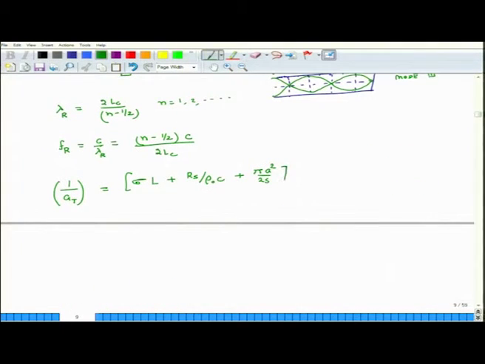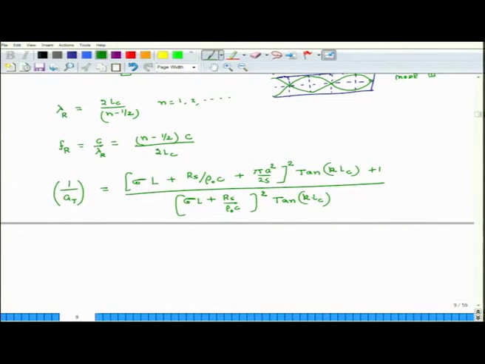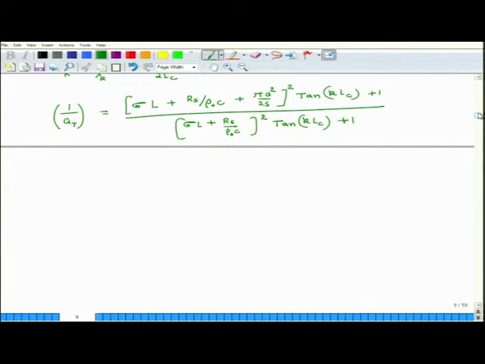So, this entire thing squared times tangent of KLC, where LC is the effective length of the tube. L is the actual length, but LC is the effective length, and we have discussed how to calculate effective length earlier, plus 1, divided by sigma L plus RS over rho naught C, square tangent of KLC, plus 1. Now, here what is sigma?